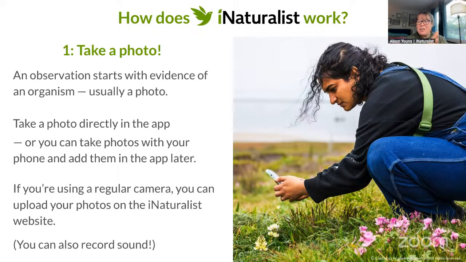At its easiest, you use your phone with the iNaturalist app installed to take a photo of a species that you encounter. You can also take photos with your phone and add them into the app later to make observations. If you like using a regular camera, you can upload photos on the iNaturalist website. You can also record sounds as evidence, things like bird songs or frog calls. But at its very simplest, for getting new people onto iNaturalist, the easiest thing is to use the app and to take photos in the app itself.